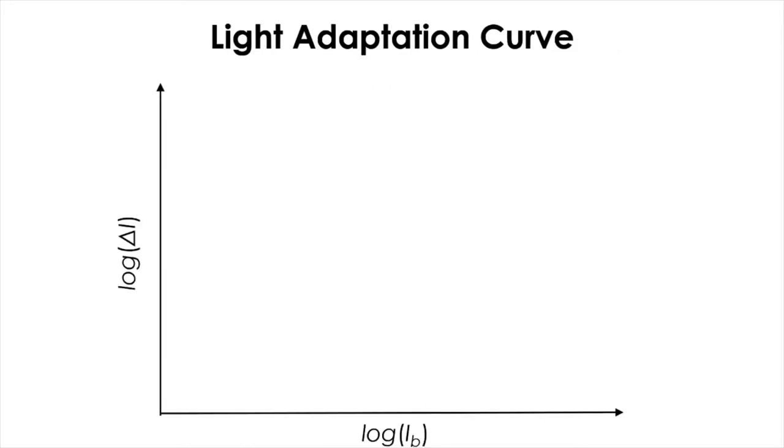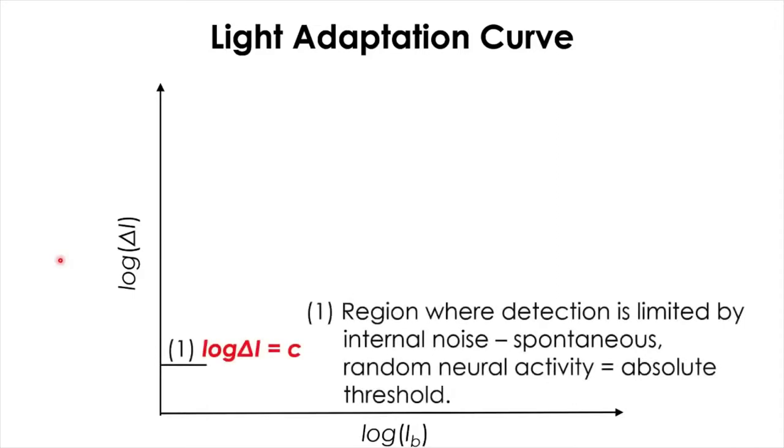Now, this is a simplified result of the light adaptation experiment. On the x-axis, we have the log background luminance, and the log increment threshold is on the y-axis. In the first section, the log increment threshold remains constant. And this is the region where the detection is limited by our own internal noise.